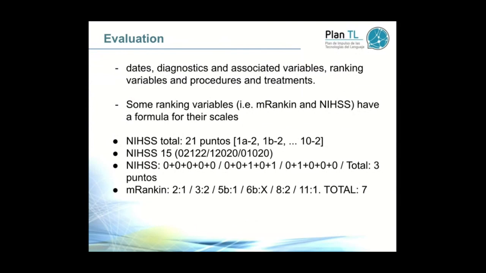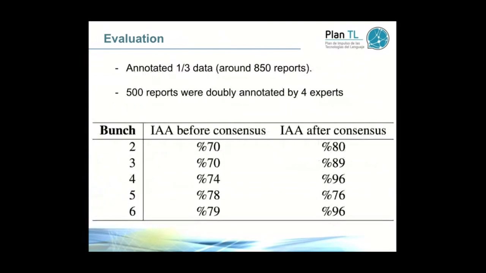In order to evaluate our system's performance, we annotated a third of our data, which was around 850 reports after discarding 11 reports. The electronic health reports were split into 10 batches. The first six batches, around 500 reports, were doubly annotated by four experts so that inter-annotator agreement could be monitored. The manual annotations shared between the annotators were compared, and the disagreements were resolved either by reconciling the manual annotations or by amending the rule-based systems.